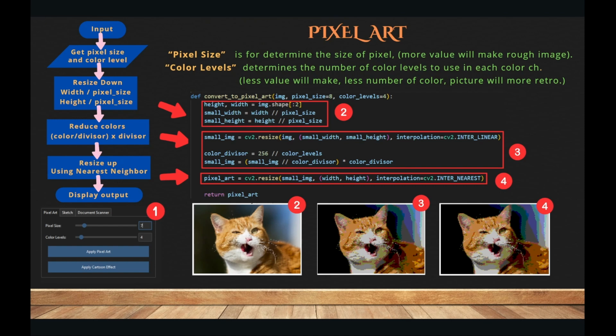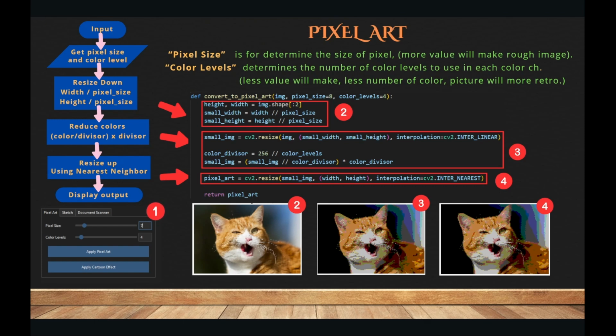Next, we reduce the number of colors in the image. The color levels input controls how many different colors the image will have. A lower value means fewer colors, which makes the image look more retro. The fewer colors we use, the more old school or pixelated the image will appear. Finally, we resize the image back to its original size.